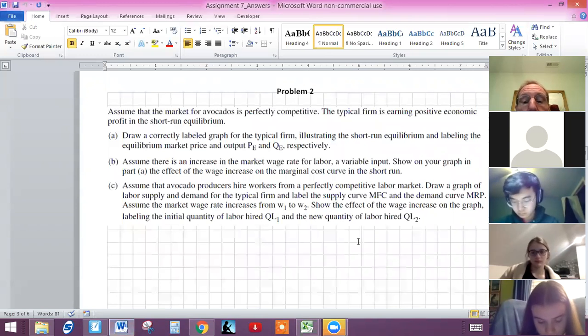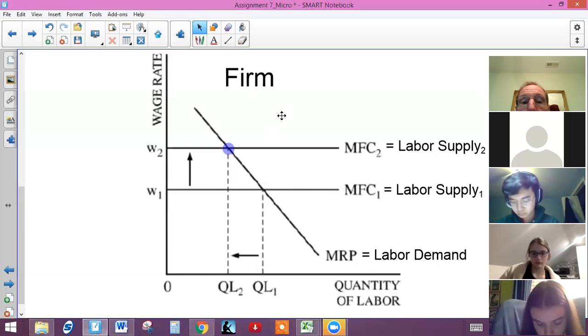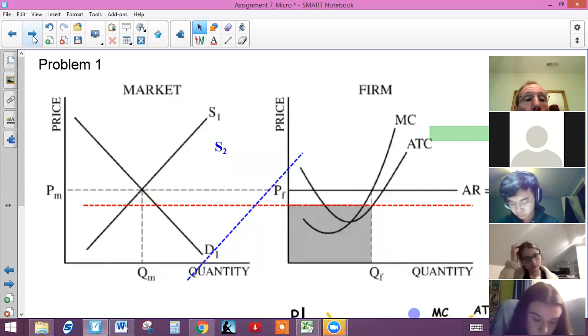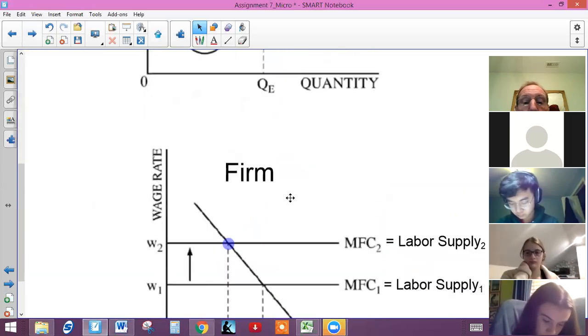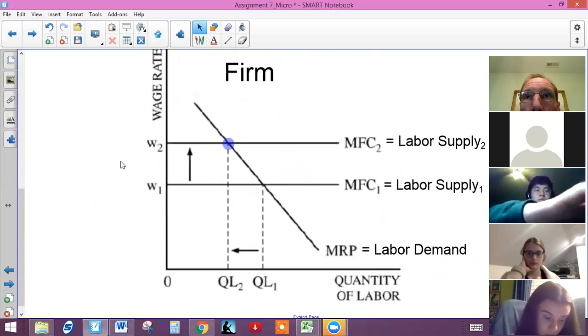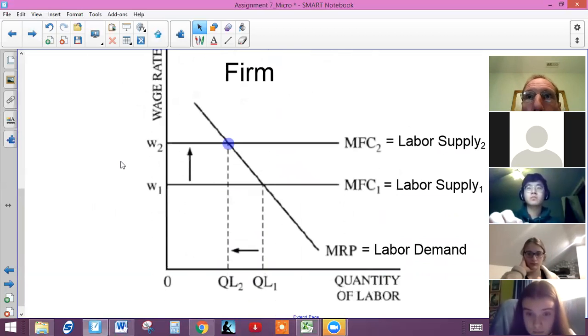Now, the thing to also realize is that the market labor supply and demand looks a lot like the market right here. It's just going to be a labor supply, a labor demand, with the wage rate right here coming over to something that looks like this. So for the firm in a perfectly competitive market, the price of the good is the firm's horizontal demand curve. The wage rate for the workers is the firm's horizontal labor supply curve. Okay?